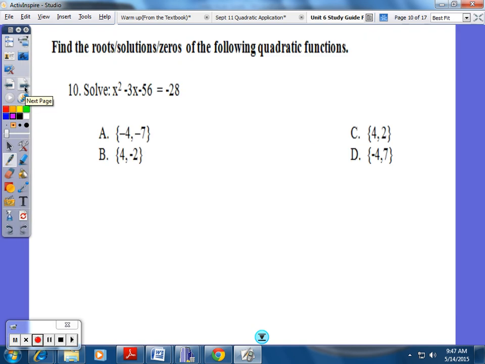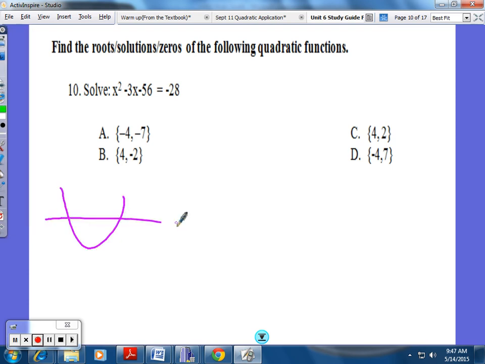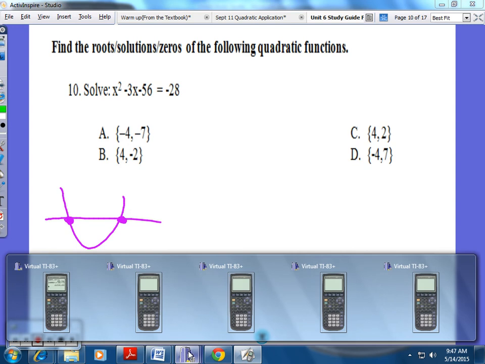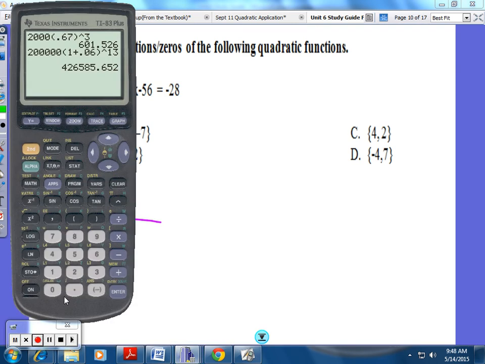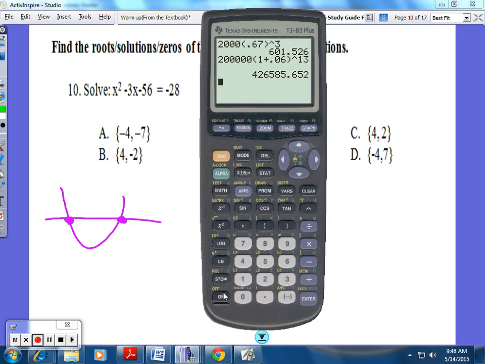Okay, number 10, they asked us to find the roots. Again, the roots are where your graph crosses the x-axis. Okay, so you can use a calculator for these. You can do it without a calculator by getting 0 on one side, factoring, and then setting all your factors equal to 0. But if they allow you to use a calculator to save yourself time, you just go ahead and hit y equals and put it in the calculator.